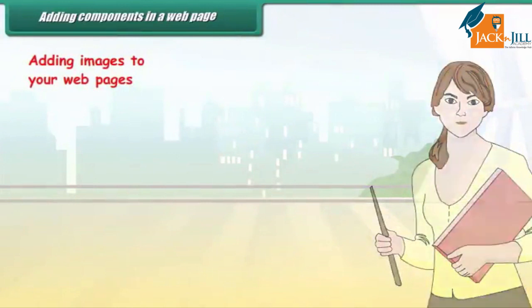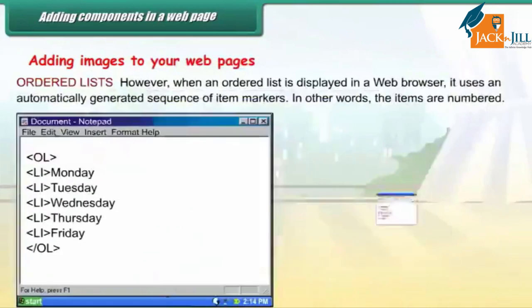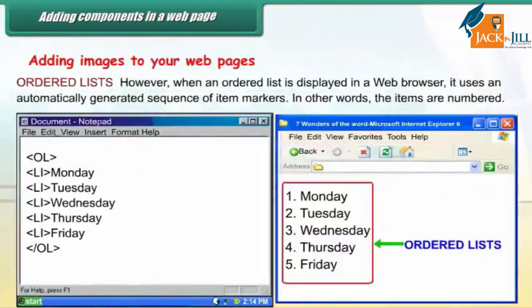Ordered lists. On the face of it, ordered lists look a lot like unordered lists, and a lot of the same rules apply to both constructs. However, when an ordered list is displayed in a web browser, it uses an automatically generated sequence of item markers. In other words, the items are numbered.